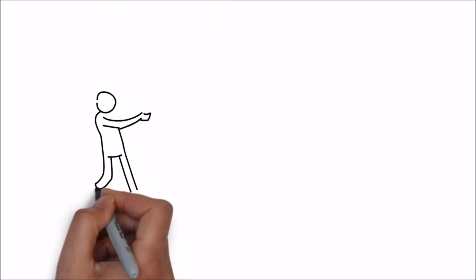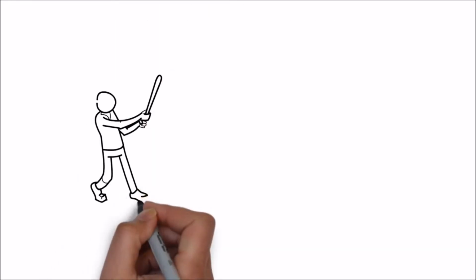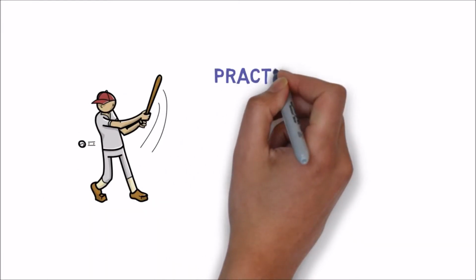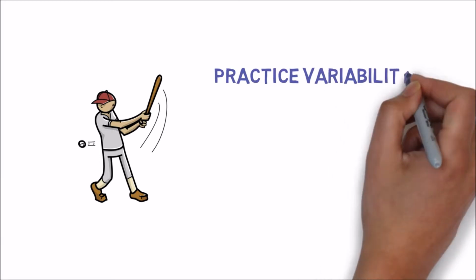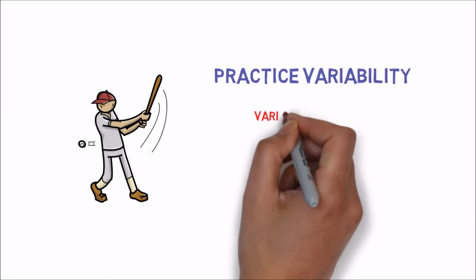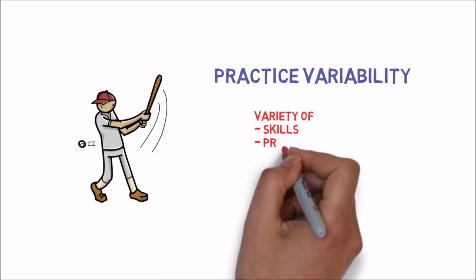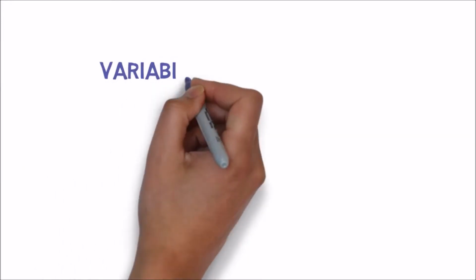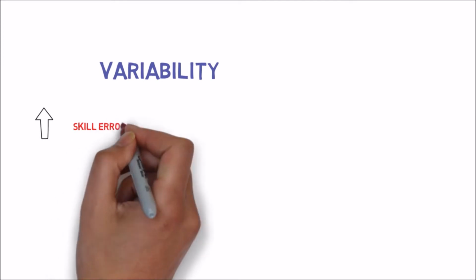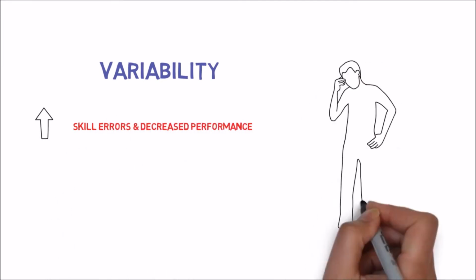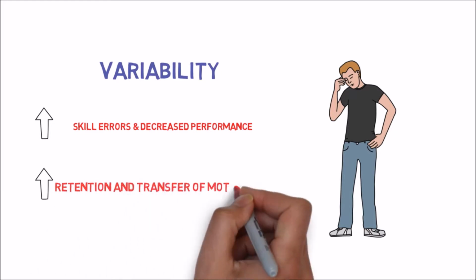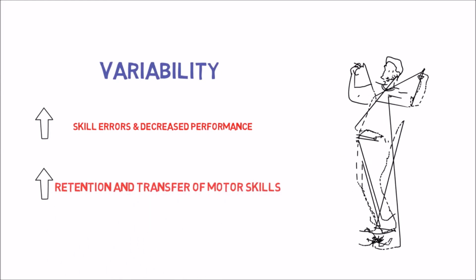Organisation of practice is an important factor influencing the development of athletes' motor skills. A key skill acquisition principle for the design of training is practice variability, which is described as the variety of skills and practice conditions that an athlete may experience during training. Although increased variability may lead to skill errors and decreased performance, when implemented in training correctly, it has been shown to improve learning through increased retention and transfer of motor skills.